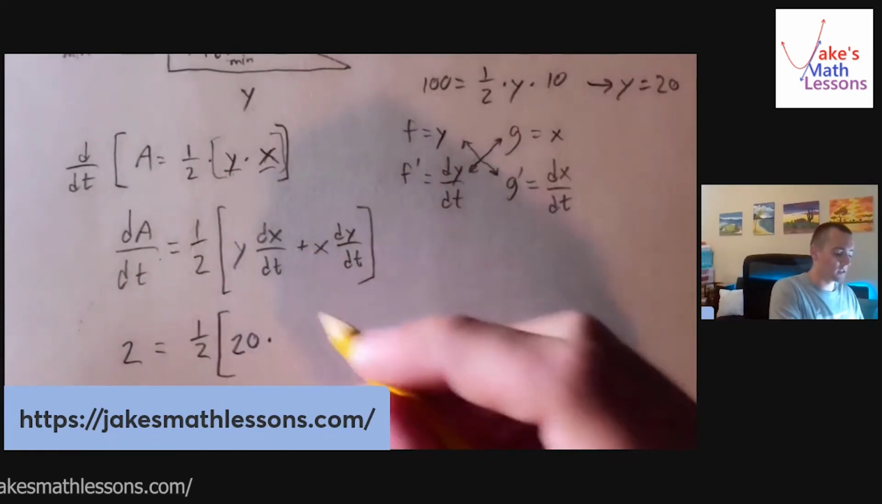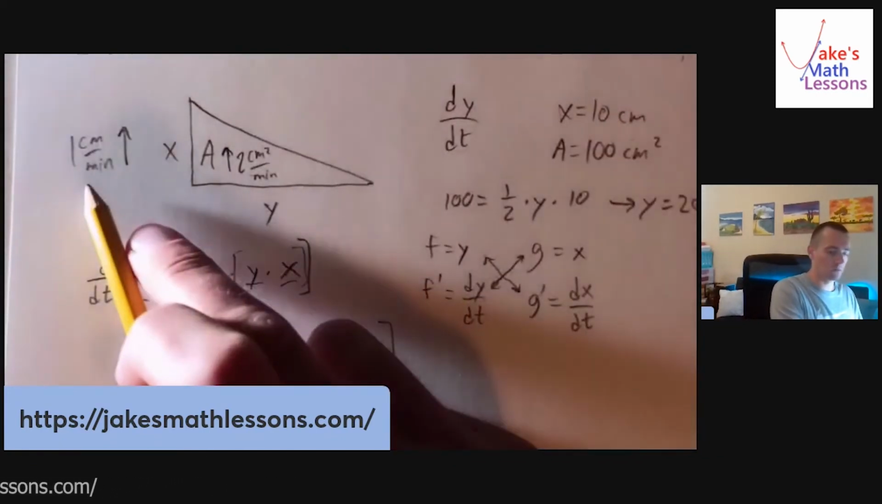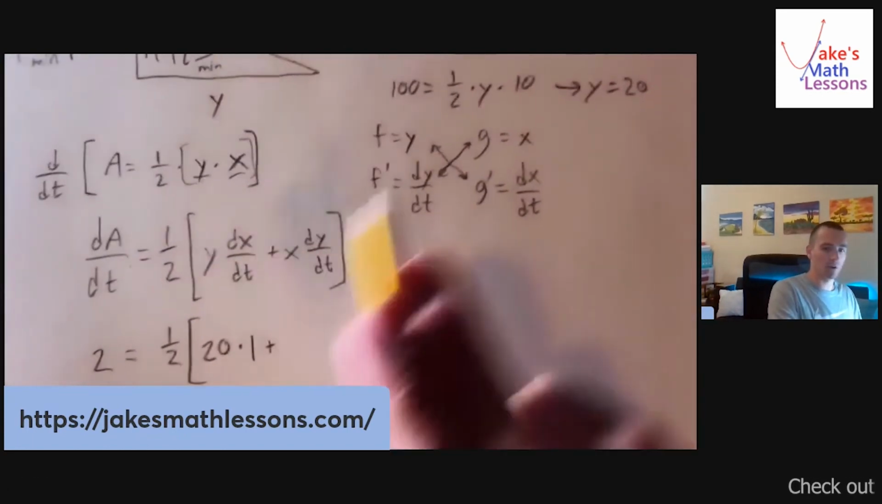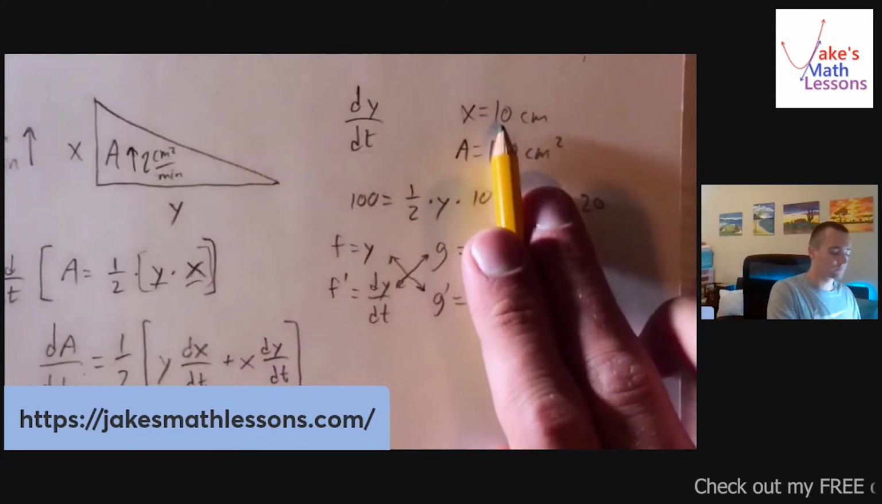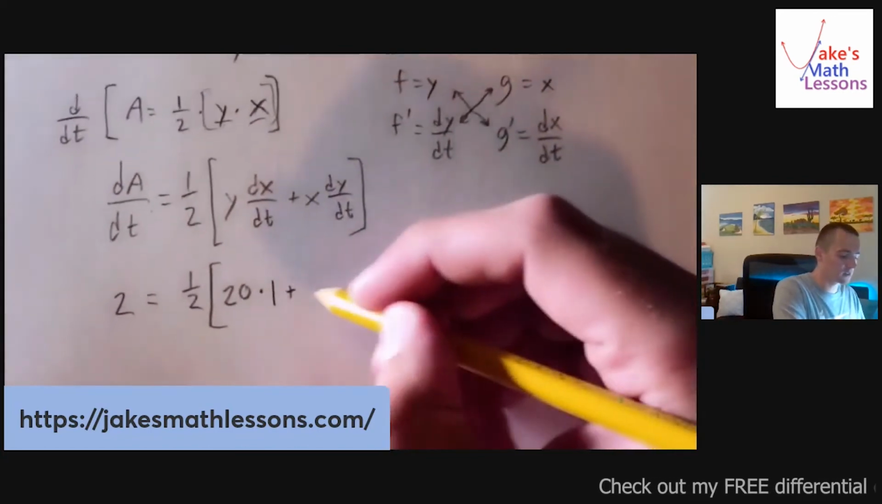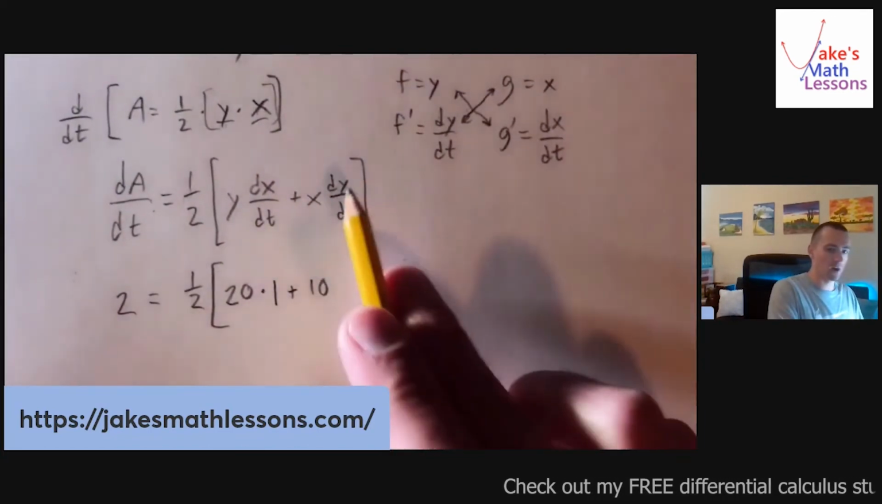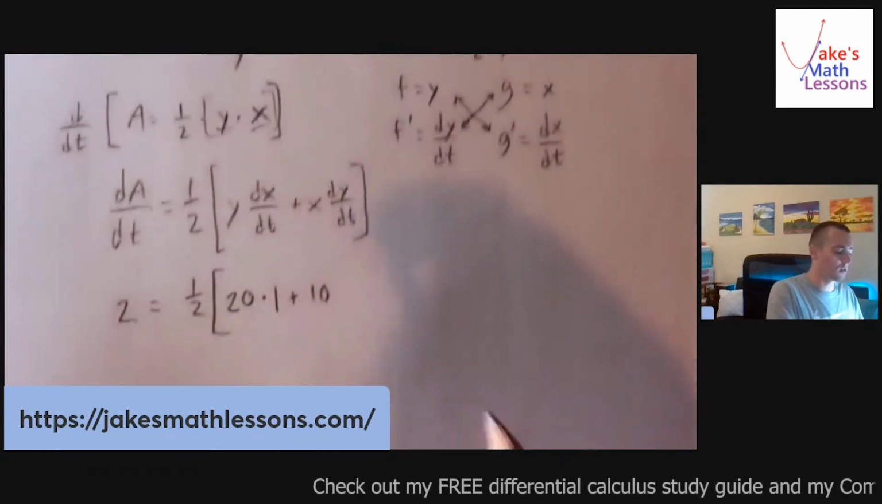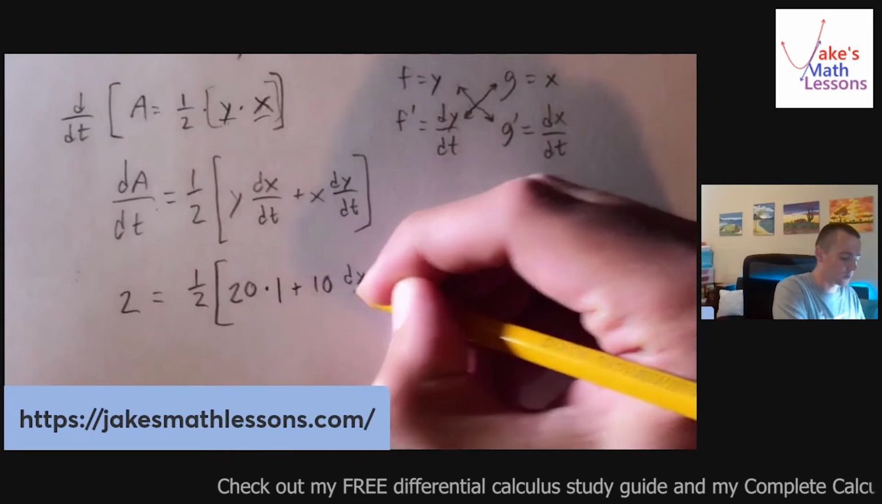Okay, and then dx/dt, like I said, is just 1. And then we have plus x, which we are given that we want to look at the moment when x is 10. So we're going to put in 10 for x. And then times dy/dt. Well, remember, dy/dt was the thing that we were looking for. That was our goal all along. So obviously we don't have that at this point.